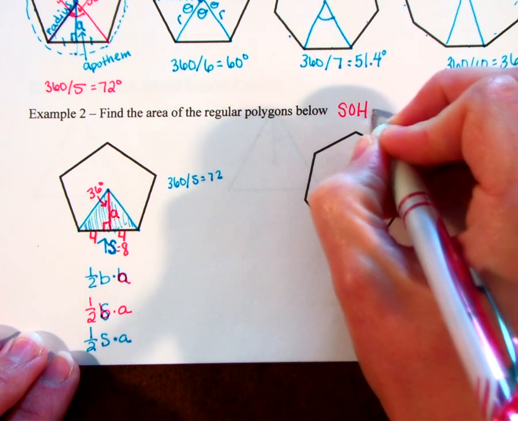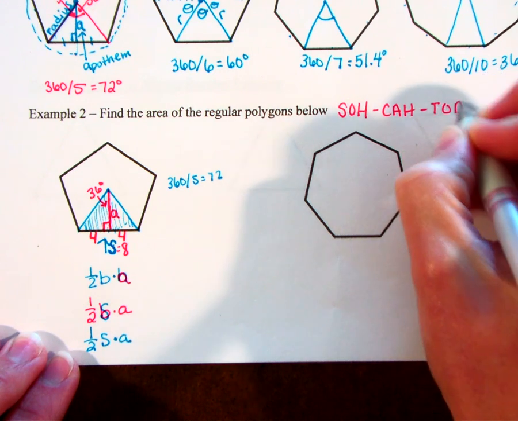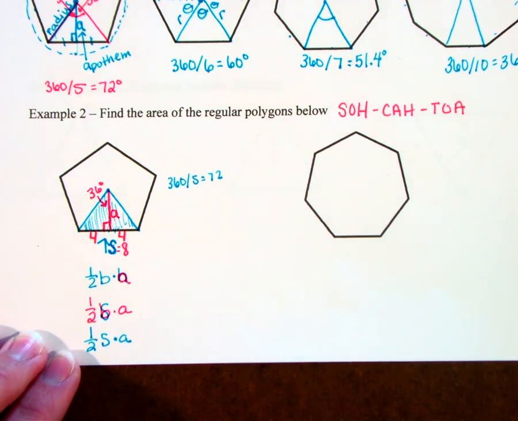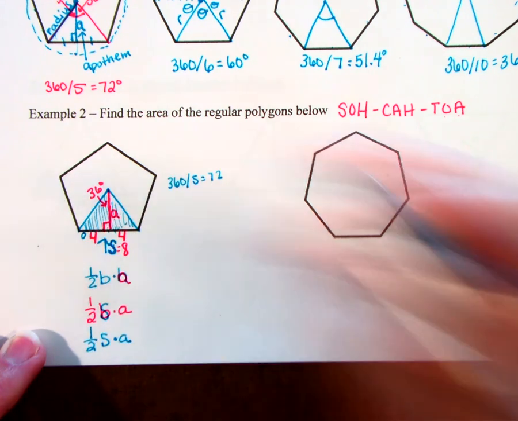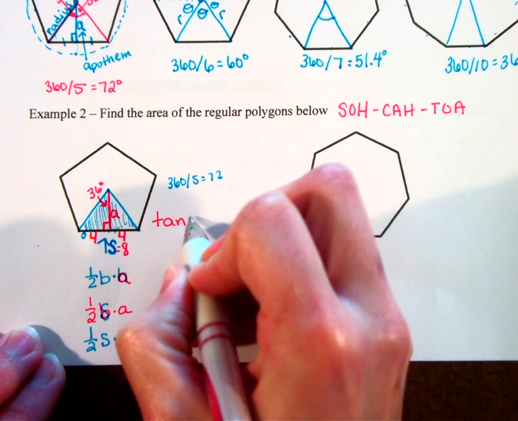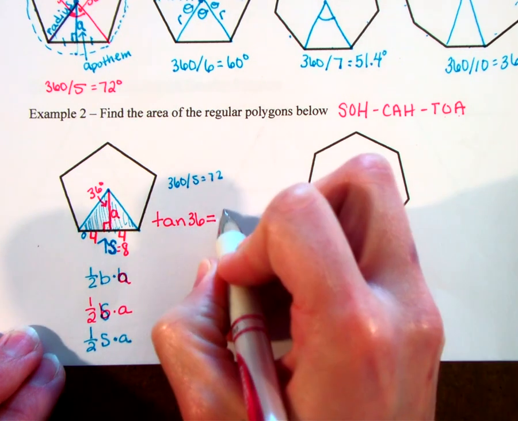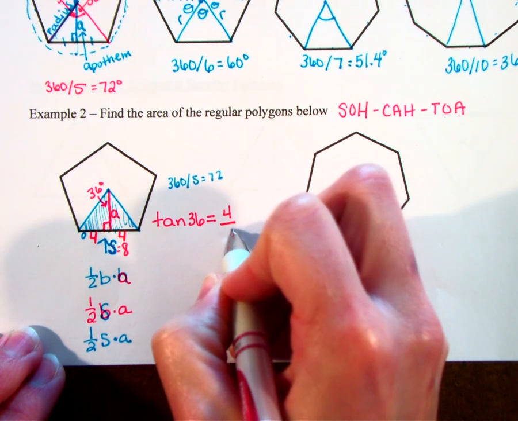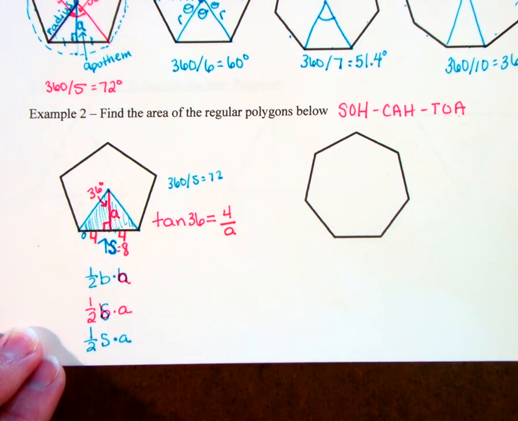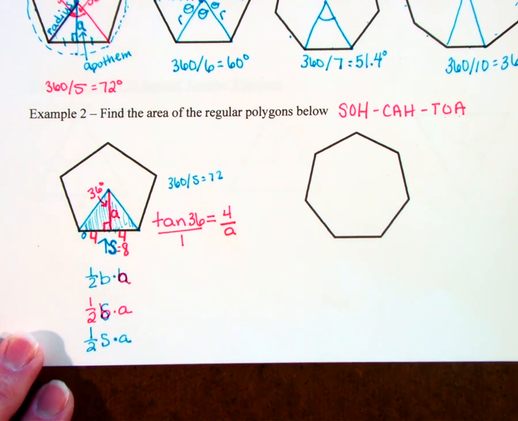SOH CAH TOA is our trig functions. So opposite and adjacent is tangent. The 4 is my opposite, the A is my adjacent. So it would look like this: tan 36 is equal to 4 over A. Okay, let's go ahead and solve that.